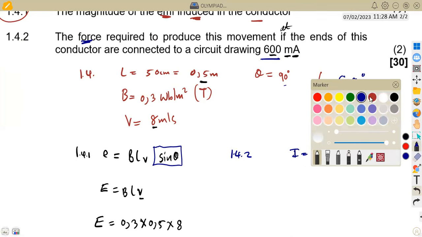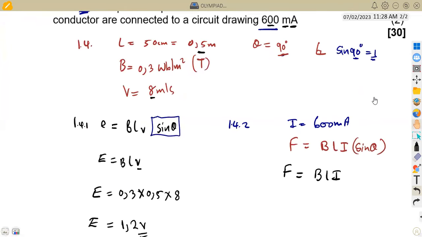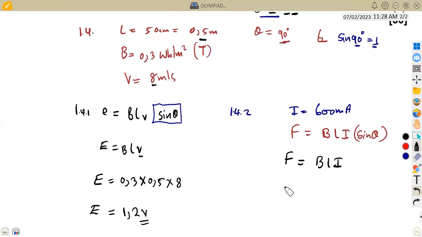Remember that force is equal to, so the force now is the product of BLI in this case. That is, if you are given an angle which is not 90 degrees, you're supposed to use sine theta for that concept. But here, because of 90 degrees, like I said, sine 90 degrees is equal to 1. So our formula is going to remain as BLI. So what we need is to simply substitute our information. We have got the magnetic flux density of 0.3.